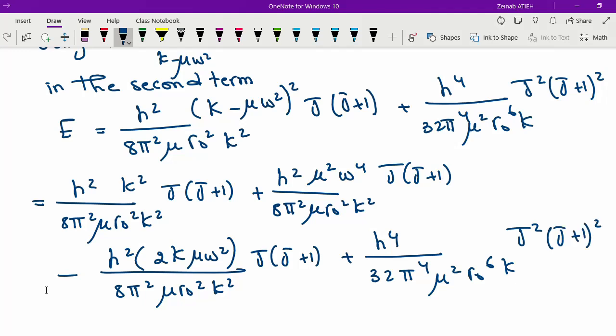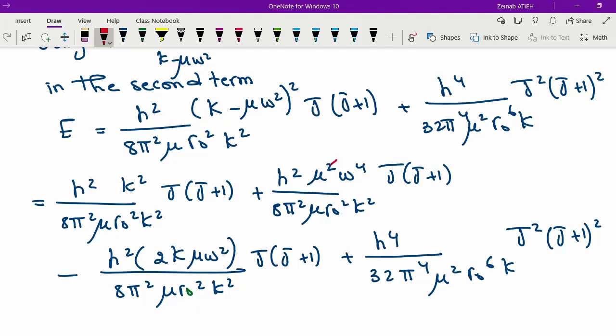And the last term is h to the power 4 over 32 pi to the power 4 mu squared R0 to the power 6 K multiplied by J squared J plus 1 squared. You can notice that the first term, which is the main term of the energy due to the rotational motion of the particle, depends on R0 squared, while this correction term, which is due to the stretching of the bond due to the rotation of the molecule, depends on R0 to the power 6. This is a small correction. So any correction that depends on R0 to the power 6 and higher shall be considered very, very small in comparison with these values given here.